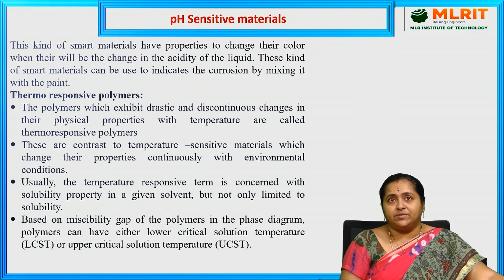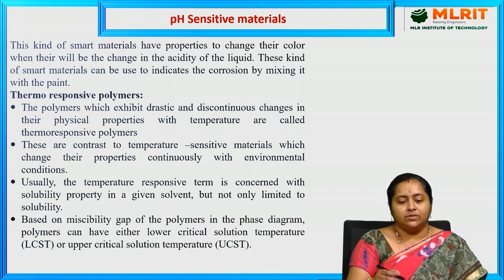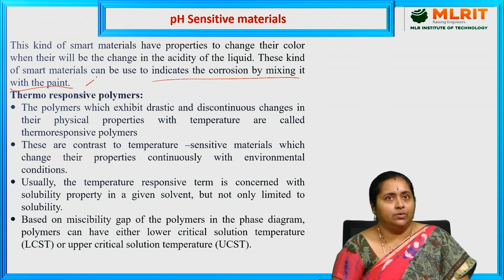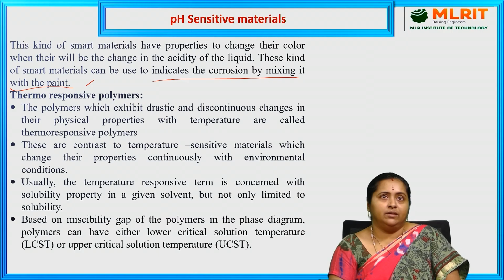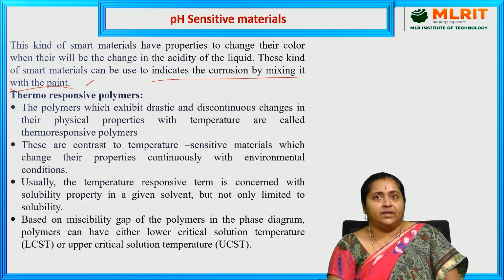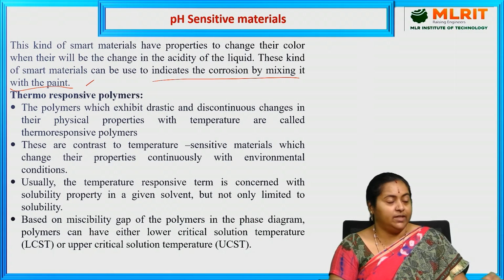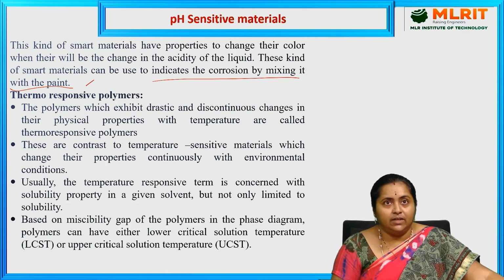These kinds of smart materials can be used to indicate corrosion by mixing them with paint. This is the most important application related to pH sensitive materials. So what happens when it is added as an ingredient to the paint? When this paint is used on any metallic surface to protect it from corrosion, if any acid rain falls on its surface, then immediately it is able to change color, so that we can protect that construction in the long run. So these are the examples.